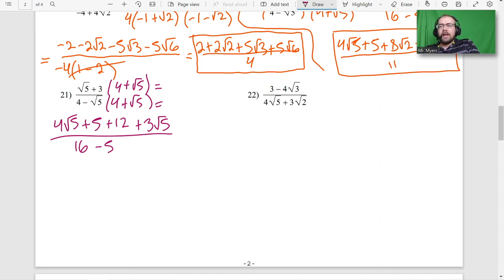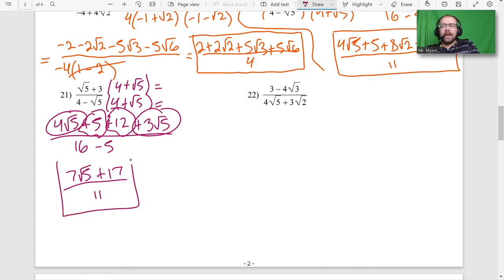Okay? And then actually more stuff is going to simplify this time because we have a root 5 on the top and on the bottom. More stuff goes together. So I have two sets of like terms on the top here. That's 7 root 5. And then these guys go together here as well. 5 plus 12 is 17. 16 minus 5 is 11. And that's as far as we can go again. But that time, more stuff simplified. Interesting.